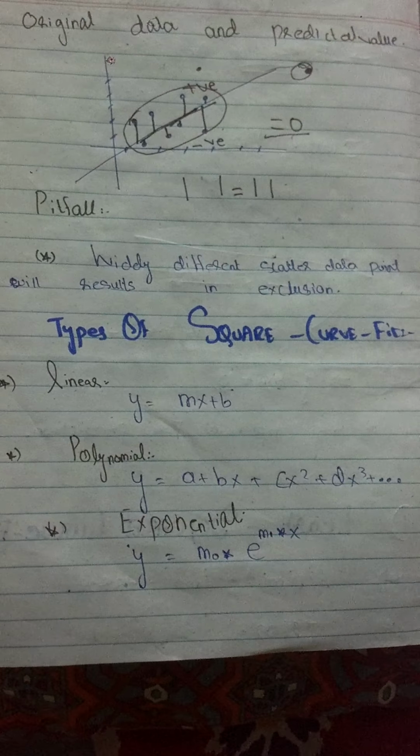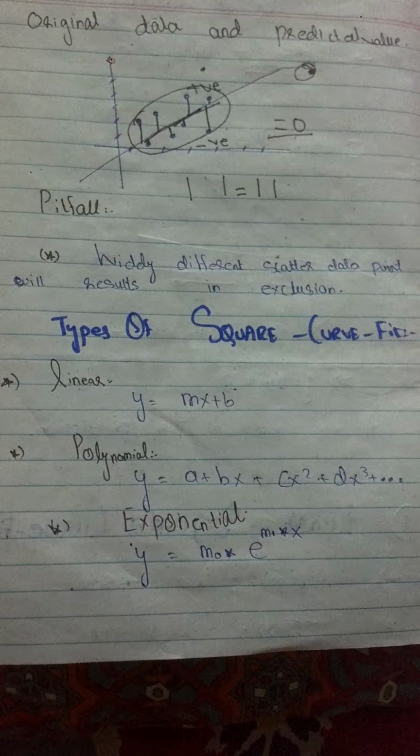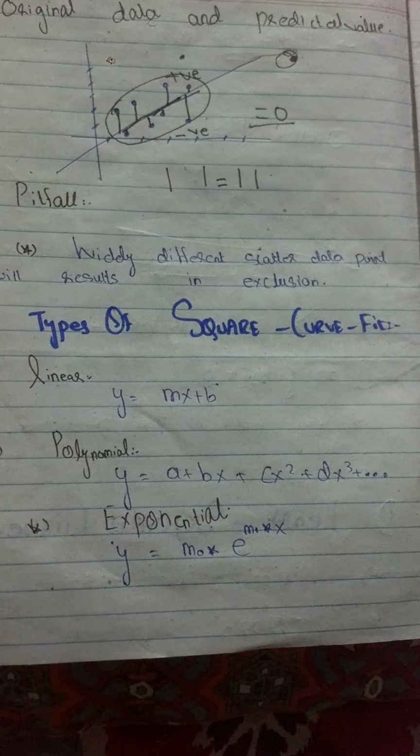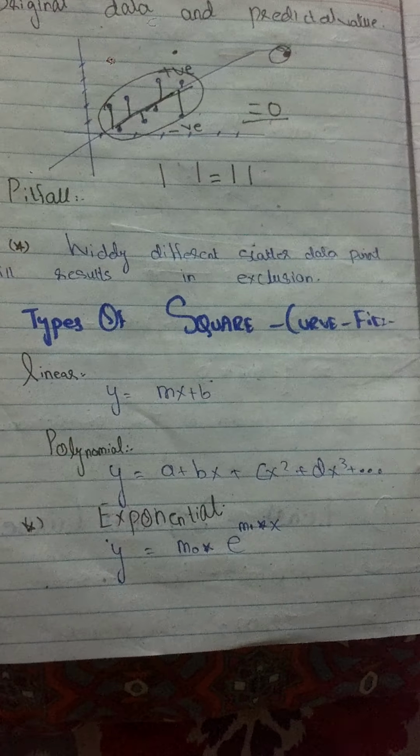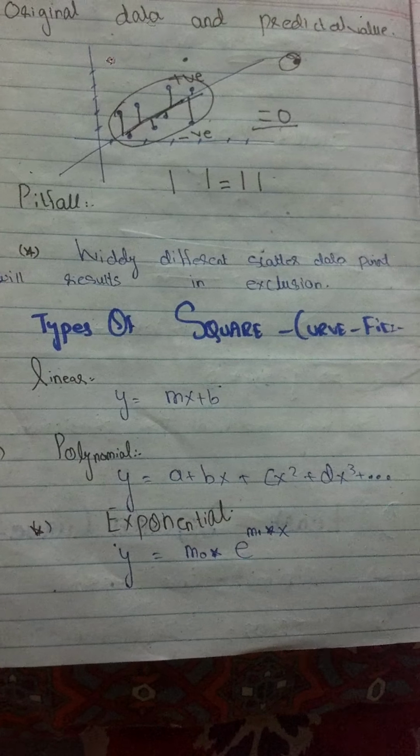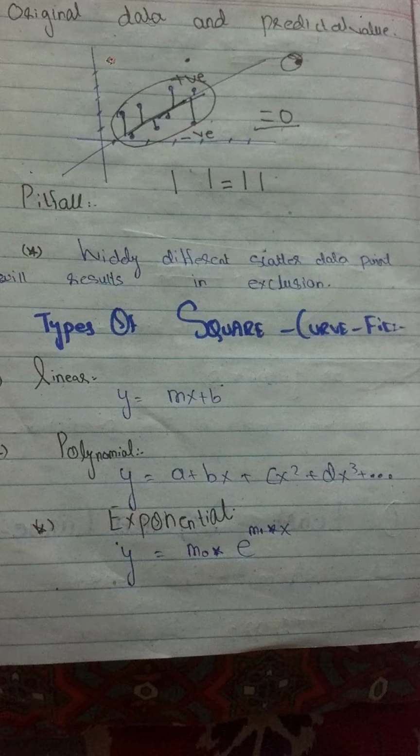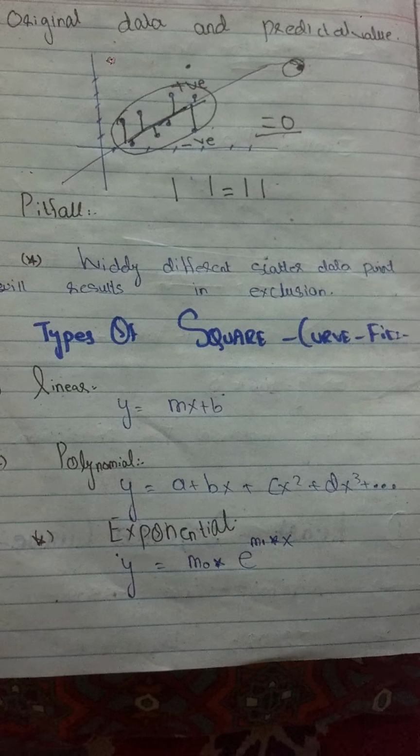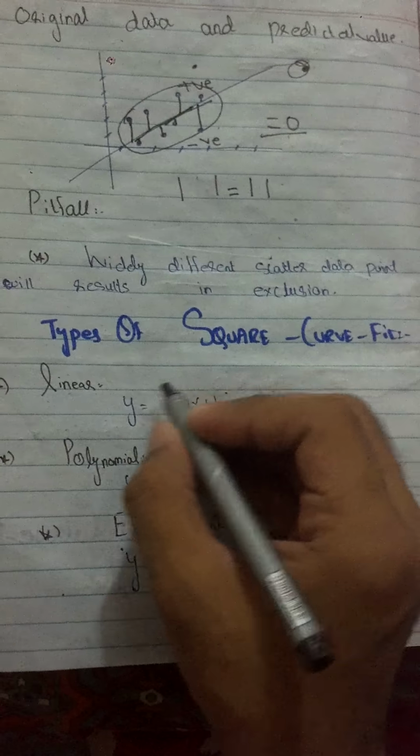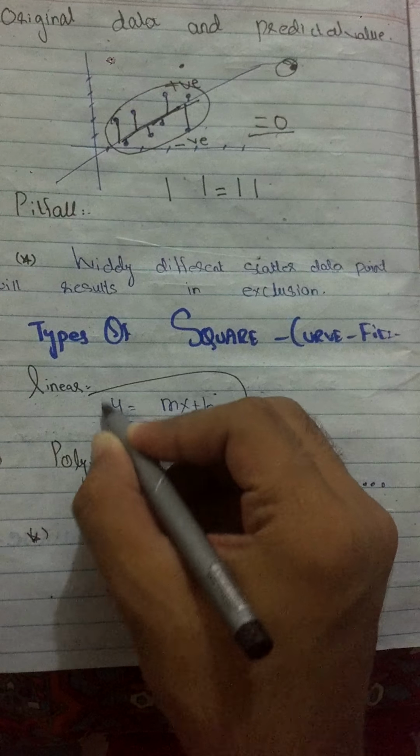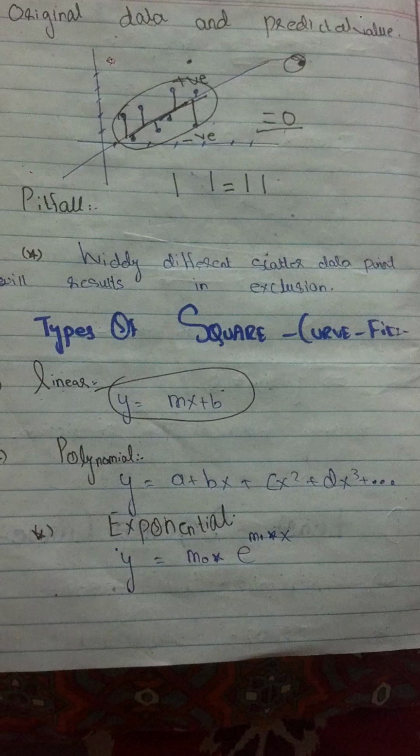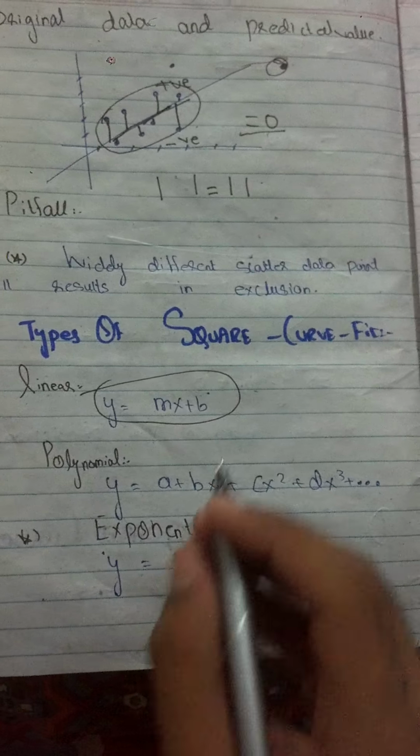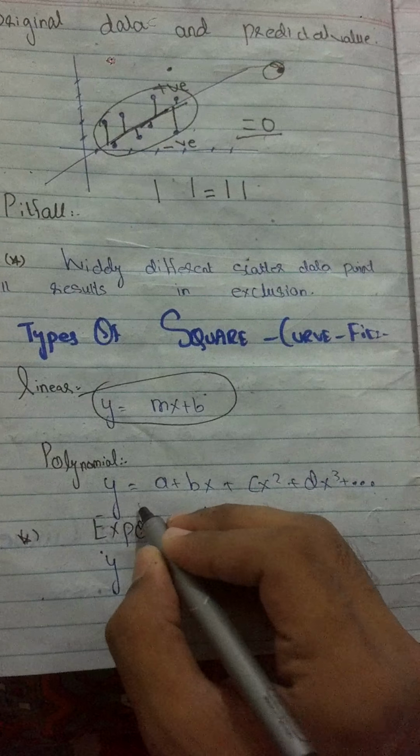There are further types of least root square error. The first is linear. Linear fits the straight line. Basically, it's based on the linear regression. It fits the straight line using the formula given here. And if the line is in the form of polynomial, it uses this formula.